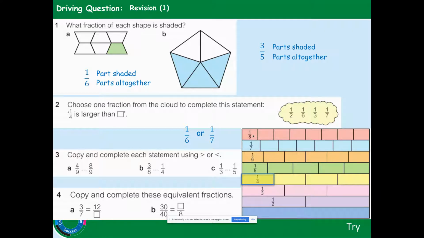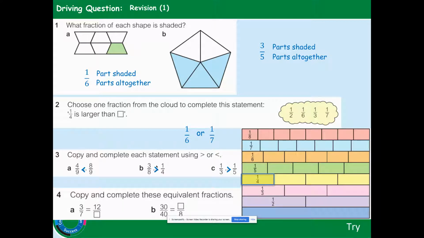Copy and complete each statement using more than or less than. Okay, 4/9 is less than 8/9. You've only got 4 bits. There's my mouse, here he is. You've only got 4 bits of 9. And this one's got 8 bits of 9, so this is more. Okay, so you point towards the smaller side. Oh, we went on.